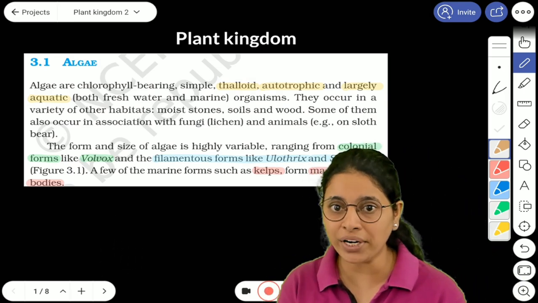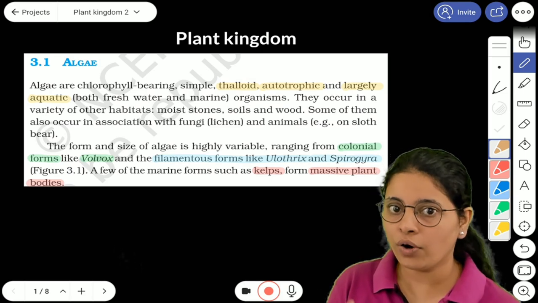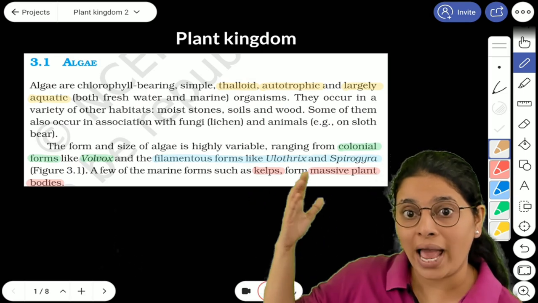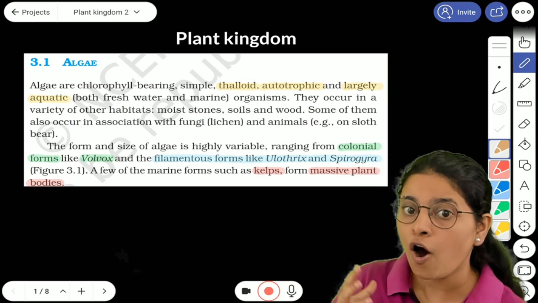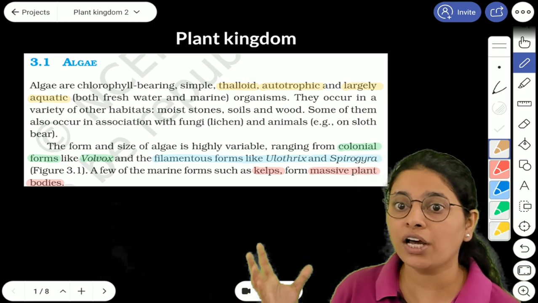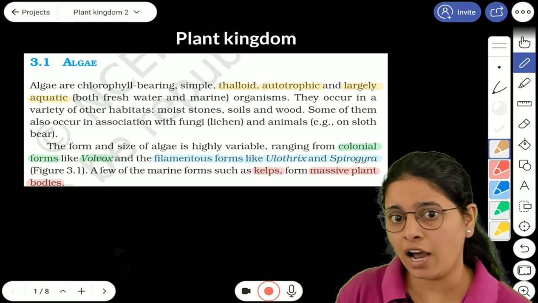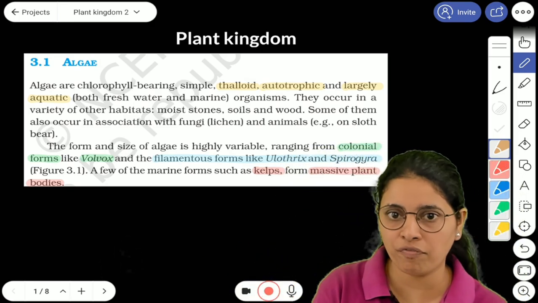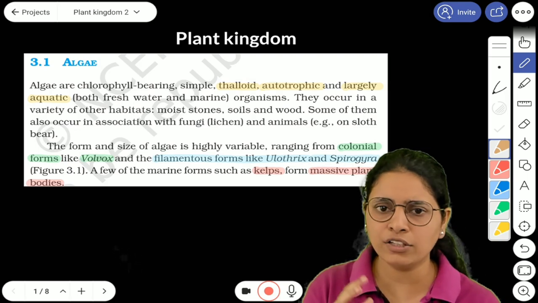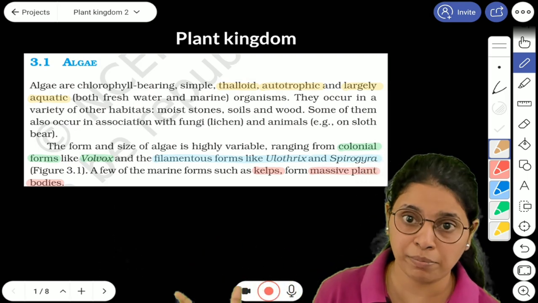Very important point. You all have studied this in biological classification chapter. Okay, let's continue with this. So algae, they are associated with fungi and the association is lichen. Also, there are some algae which are found on the bodies of animals like sloth bear. Now, when we talk about the structure of algae, the main plant body of algae, the size and the form, right, its shape, the structure is highly variable.